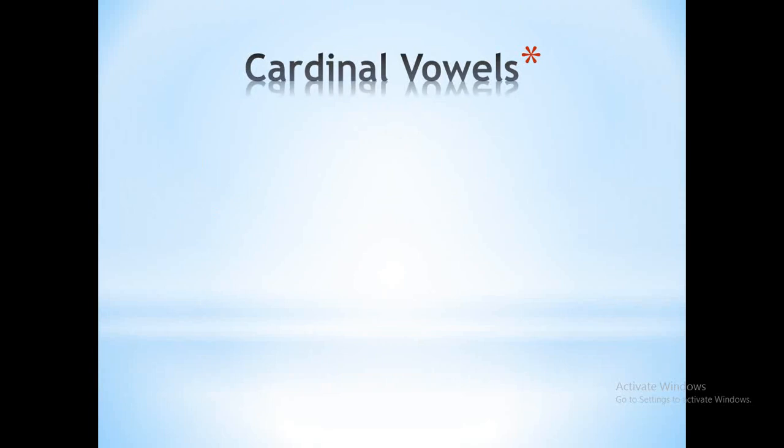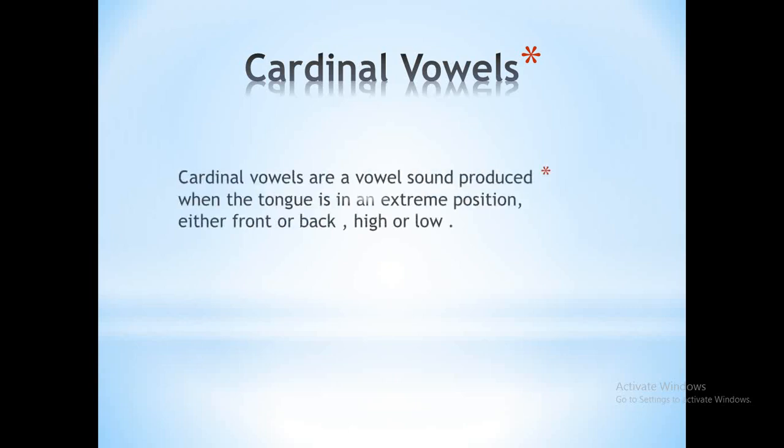A cardinal vowel is the shape that the tongue takes as air passes through it. So we can define cardinal vowels as vowel sounds produced when the tongue is in an extreme position, either front or back, high or low. So the definition clarifies to us that there are positions. Let's get to know them.